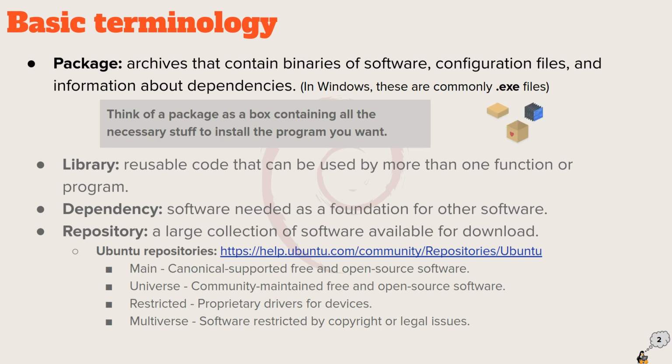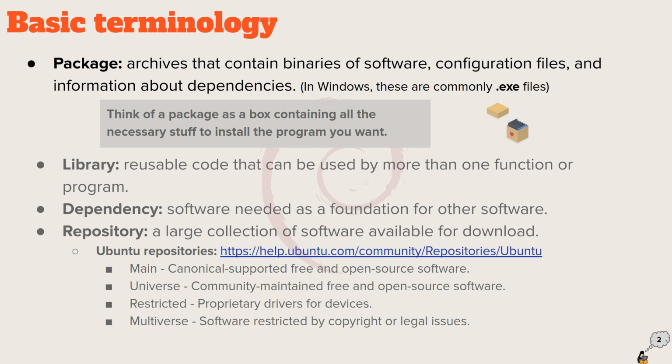So whenever you think of a package, think of a box containing every single piece of thing that you need for a particular program. So inside those things, we have libraries, dependencies, and repositories. Now, what is a library? A library is just reusable code that can be used by one or more applications to do a particular task. All operating systems have a menagerie of libraries that they use, and all programs do as well.